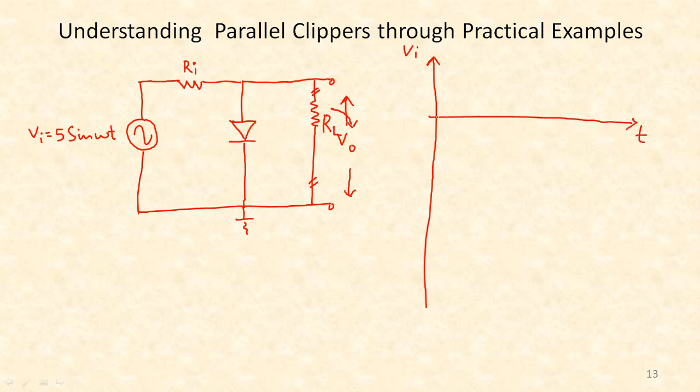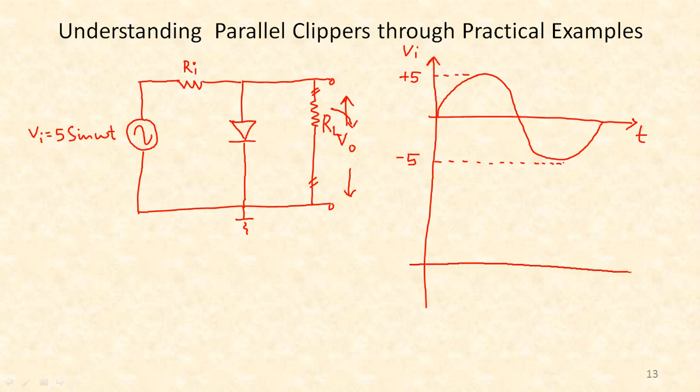The input signal Vi is continuously varying with respect to time. The maximum amplitude in the positive half cycle is 5 volts and during the negative half cycle it is minus 5 volts. So I have very clearly indicated the input signal. Now coming to the output part. Let's try to understand it. For simplicity, let us assume that the diode is an ideal one as of now.